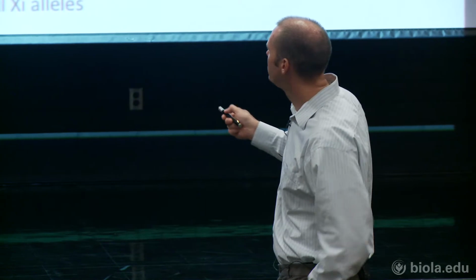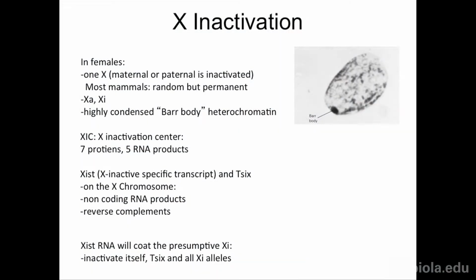There's a lot of people still studying how one gets shut down and not the other, and how the cell decides to do it. What's involved are 7 known proteins and 5 RNA products. I just want you to know these names: XIST and TSIX, which is the reverse, not a palindrome, right? XIST, and then if you read it backwards, TSIX. These are non-coding RNAs that get expressed off of the X, and it's like a competition between the 2 X's as far as we can tell.